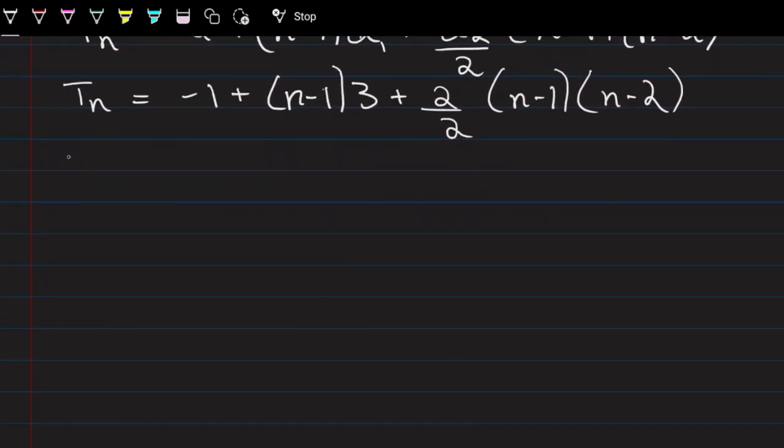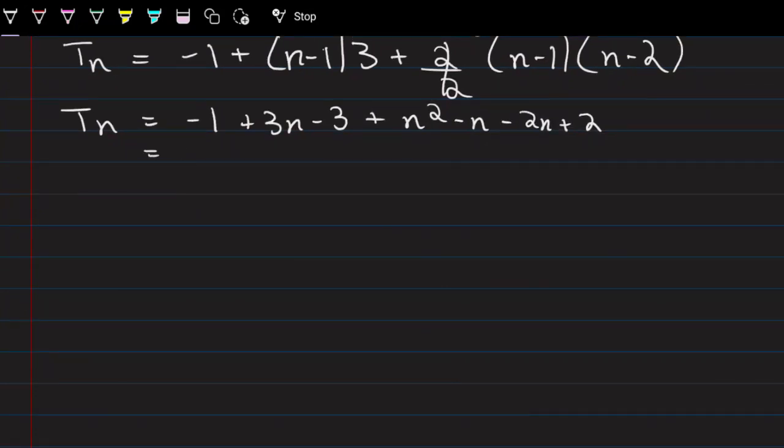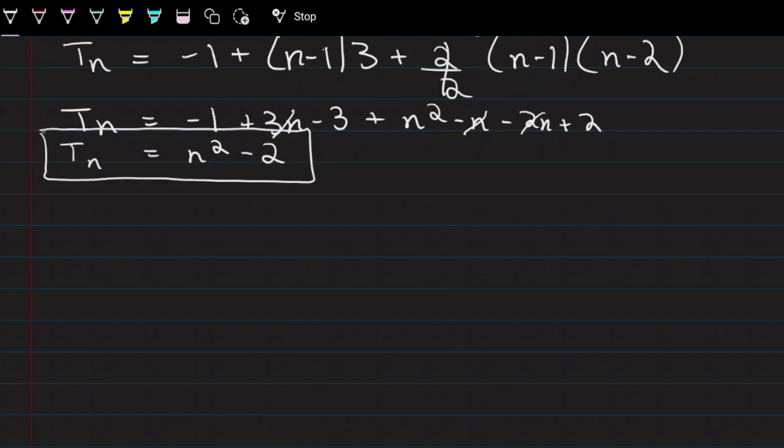Okay. And so now we can just start simplifying again. -1 plus 3n minus 3, plus n squared minus n minus 2n plus 2. Okay, and we can simplify this further. So this cancels, and obviously I'm cancelling this just by coincidence this time. So -1, -3, that's -4, and -4 plus 2 is -2. And this is our nth term formula for this question.